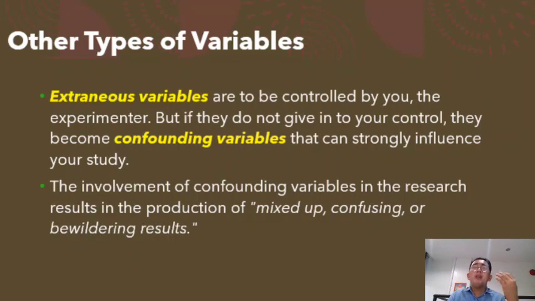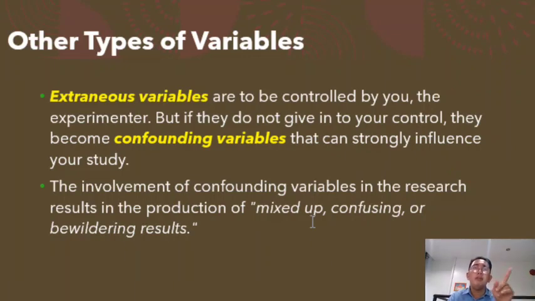Extraneous variables are to be controlled by you, the experimenter, but if they do not give in to your control, they become confounding variables that can strongly influence your study. Dealing with these types of variables gives you difficulty in determining the real cause of changes in the dependent variable. That is, whether it is due only to the independent variable or to the combination of the confounding and independent variables. The involvement of confounding variables in the research results in mixed up, confusing, or bewildering results.